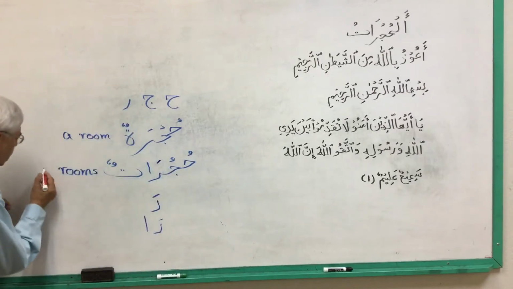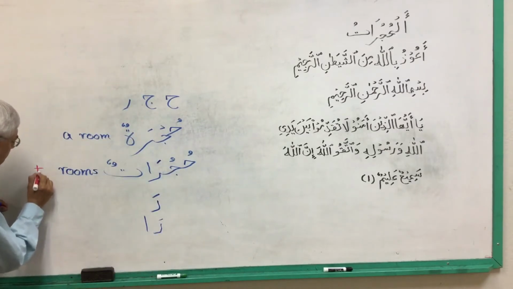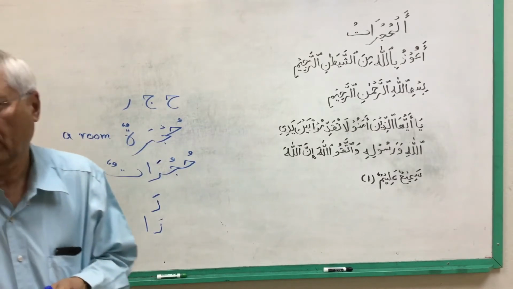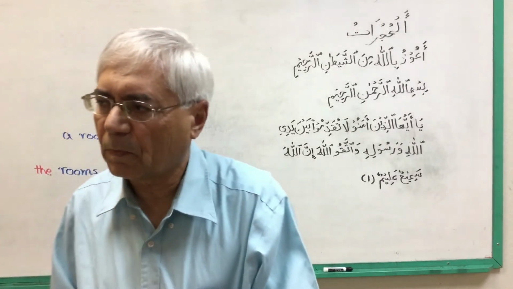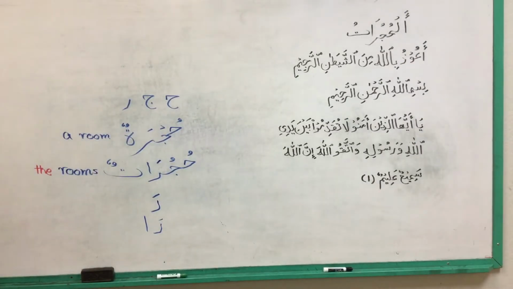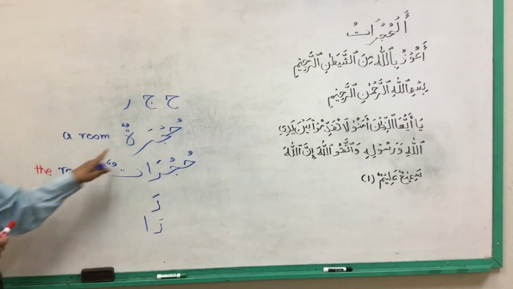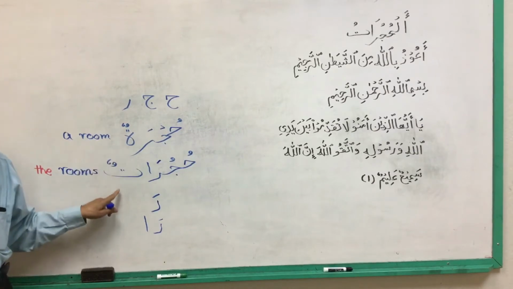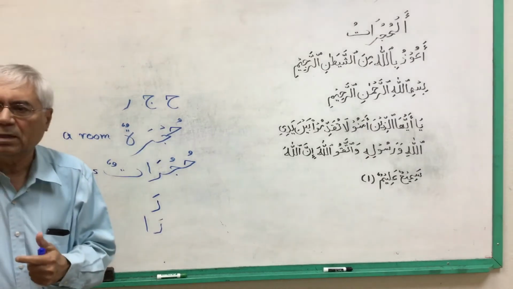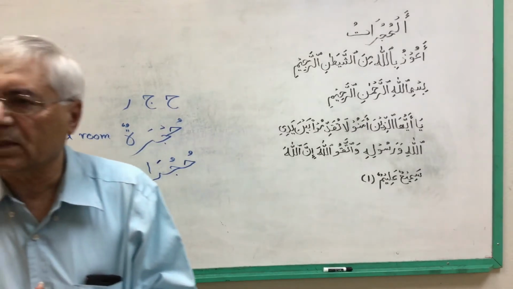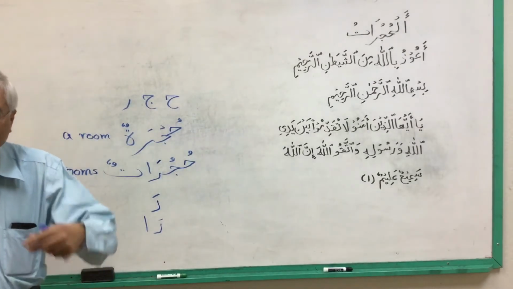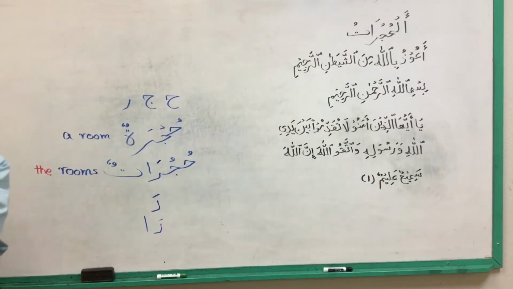In English, if these rooms are some specific rooms, we add a "the" in there. Definite noun. Okay. In the plural, you also change the ta marbuta to the regular ta. So the ta marbuta is a different way of writing the ta. The sound is the same, the function is the same, everything. It just turns around like this.